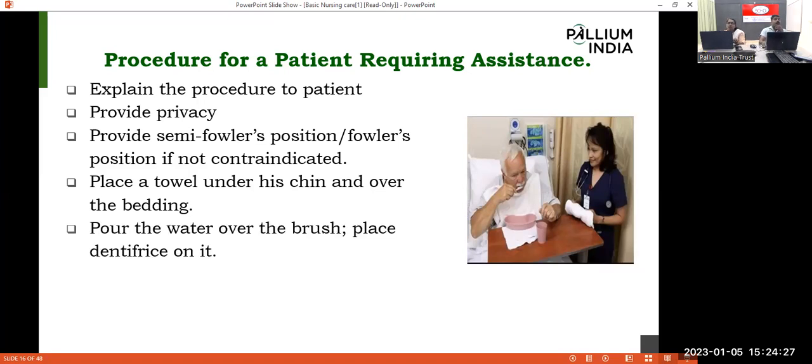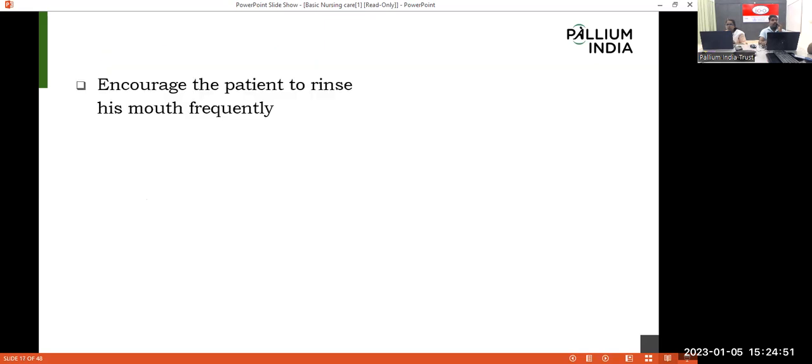Then before doing the procedure, we need to place a towel under the chin and over the bedding, also for avoiding wetting by water. Then pour the water over the brush and place any dental powder or toothpaste, whatever the patient may use, on the brush.